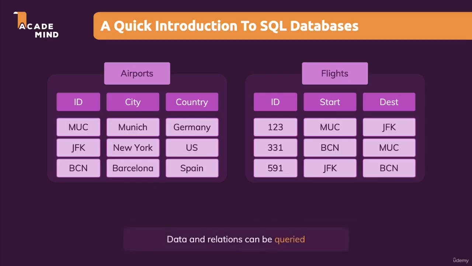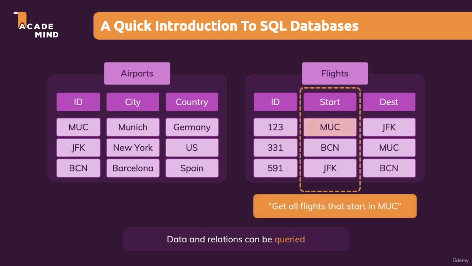With SQL databases, you can of course then query your data and especially also your related data. You could, for example, run a simple query where you get all the flights that start in Munich. And you could then go to the flights table and query on the start column and search for the MUC identifier and get all the entries where you have that identifier. And then you could return the start value and the ID and destination value that belongs to this identifier. This would be a relatively simple query.